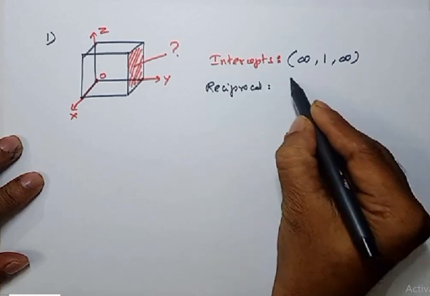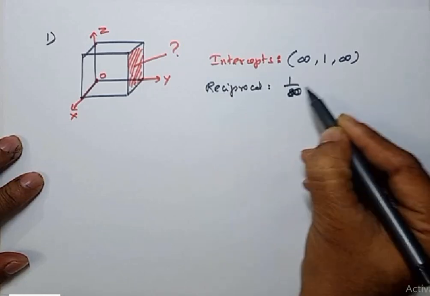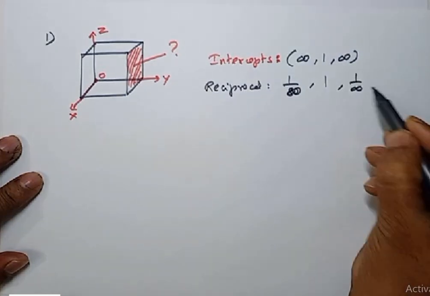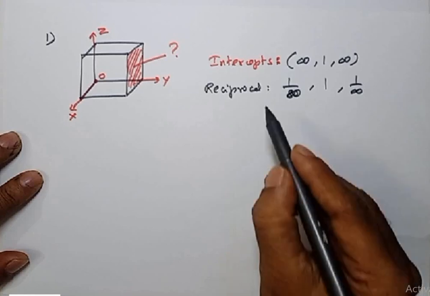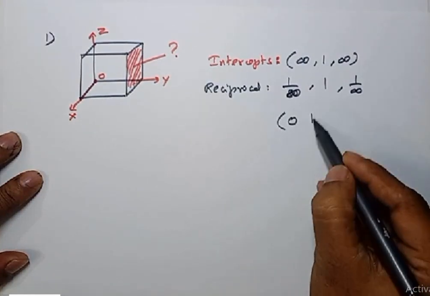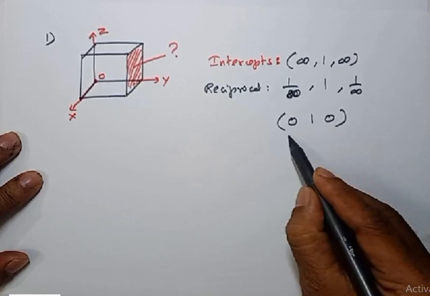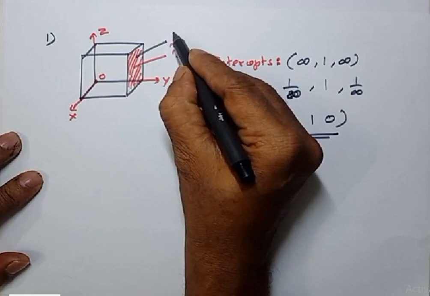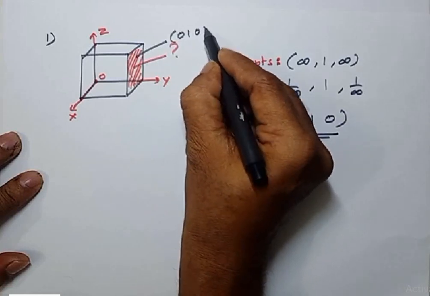Let me take the reciprocal of this. Reciprocal of 1 by infinity, 1 by 1 is 1 only, and this is 1 by infinity. This is the reciprocal. What is 1 by infinity? 1 by infinity is 0. Here 0, 1, 0 is this plane. So the Miller indices for the plane are (0 1 0). Take note.